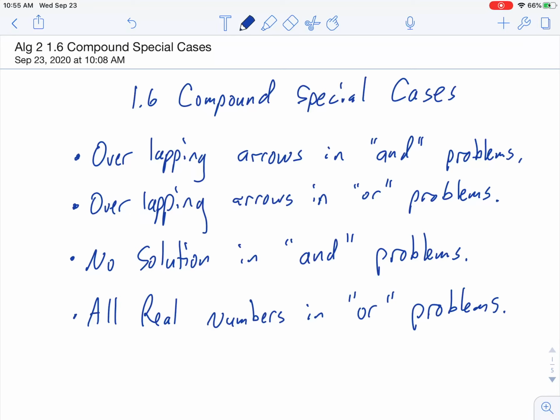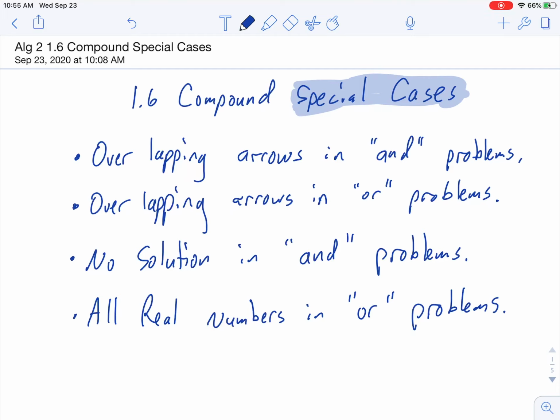Hello again, everybody. I hope yesterday's assignment went okay on these compound inequalities. If you haven't seen that video yet, you really need to watch it before this one because this builds on that and it takes it further. We're getting into special cases now, and you have to have a good foundation on the previous assignment in order to go with this. So there are four special cases we're going to be looking at.